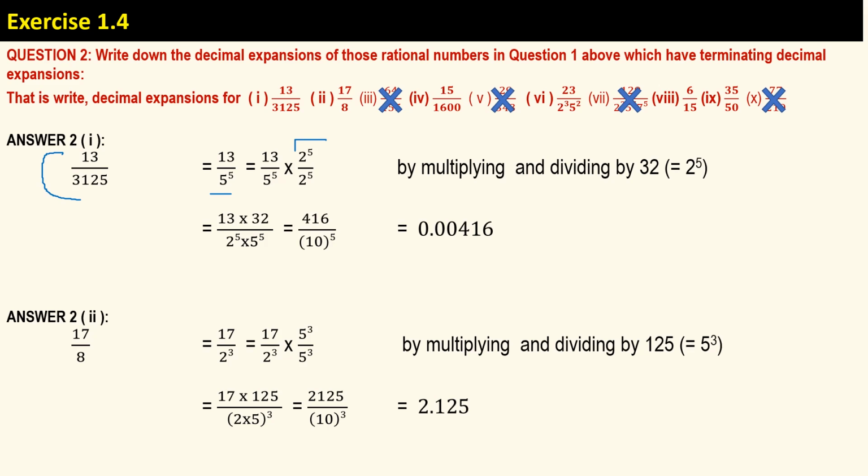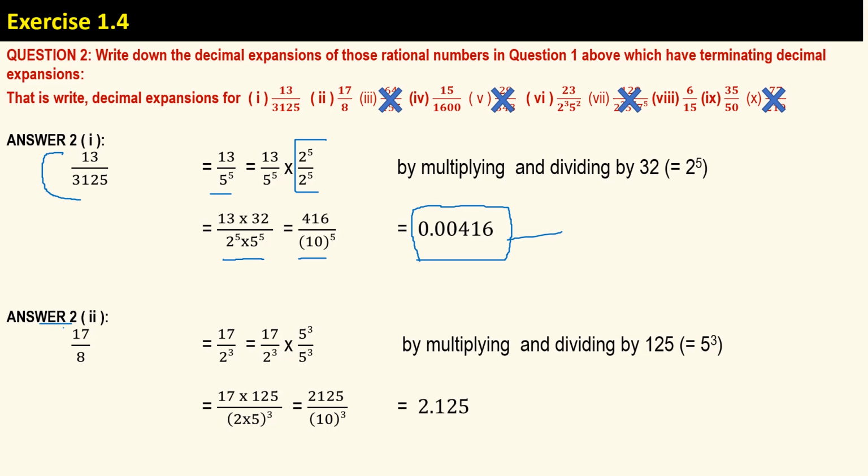Now we multiply and divide this given number by 2 raised to power 5, and we get 13 multiplied by 32 divided by 2 raised to power 5 multiplied by 5 raised to power 5, which is equal to 416 divided by 10 raised to power 5, and that can be written as 0.00416, and that is the decimal expansion, and that's our answer.